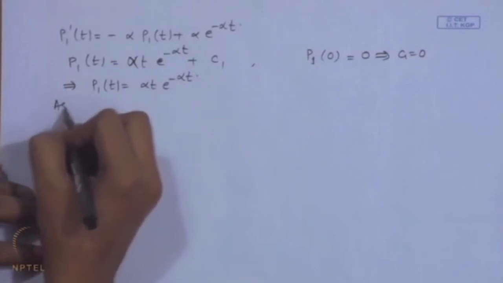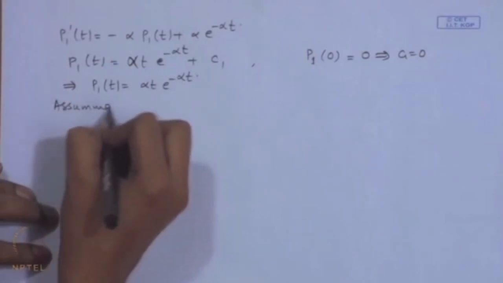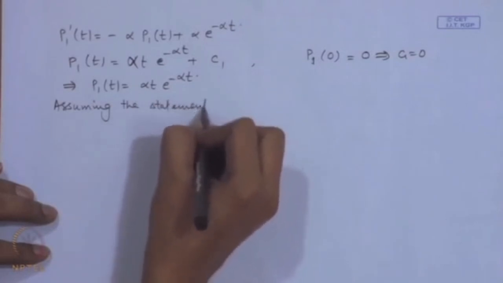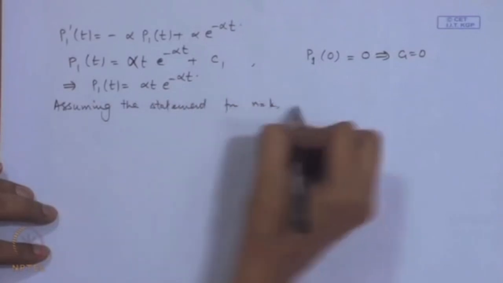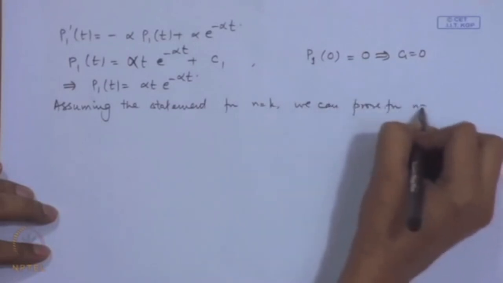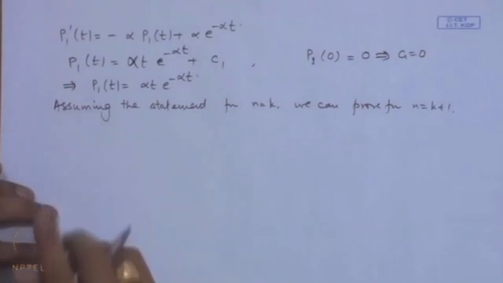So, assuming the statement for n is equal to k, we can prove for n is equal to k plus 1. So, this result is proved.